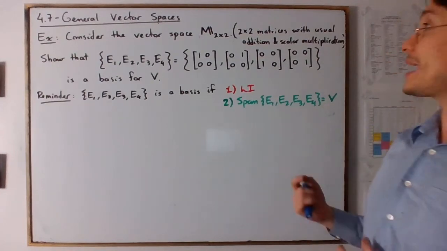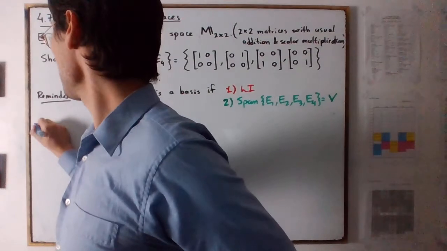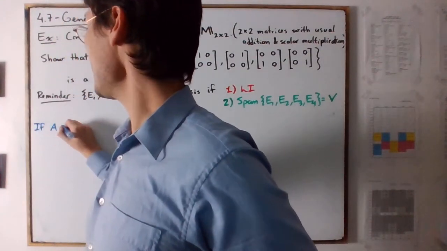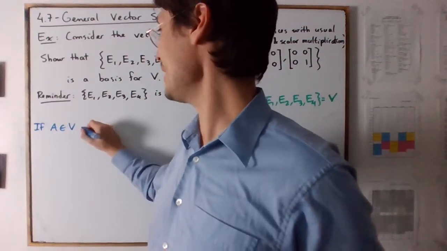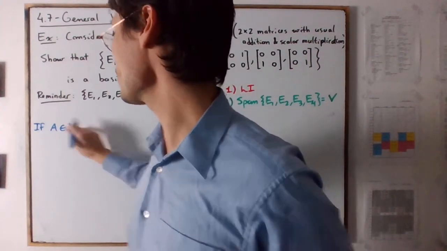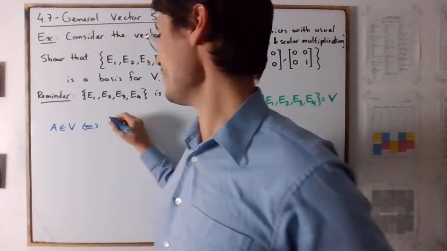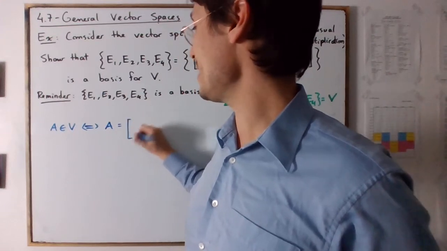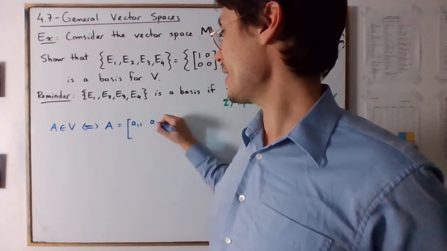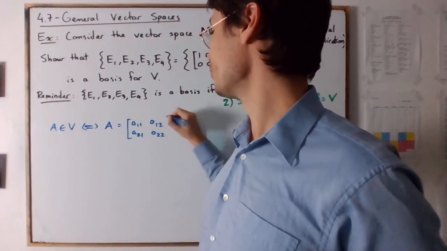So now we're going to write any matrix A, right? If A is in V, which is M2 by 2, right? Then, or actually, let's put it this way. A is in V if and only if A is equal to some matrix A11, A12, A21, and A22.